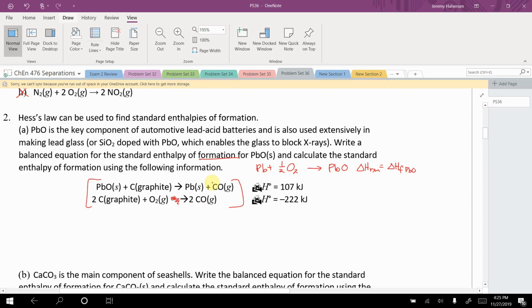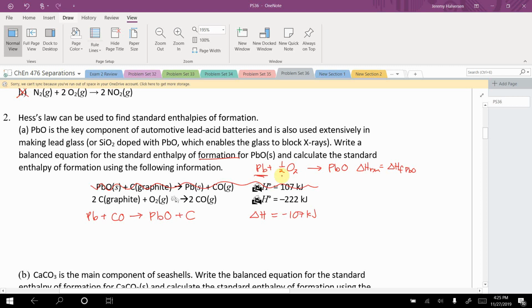So they give me component reactions, so that means I should be using Hess's law, and I should be using these reactions to try and create my formation reaction. So I've got Pb on the left. Here I have Pb on the right. So I know that I'm going to need to flip that top equation. So I'm just going to flip it right now. Pb plus CO goes to PbO plus carbon. Now, I don't want this delta H because I flipped the reaction. So the delta H of this new reaction will be negative 107 kilojoules. And now I don't care about this one anymore because I flipped it.